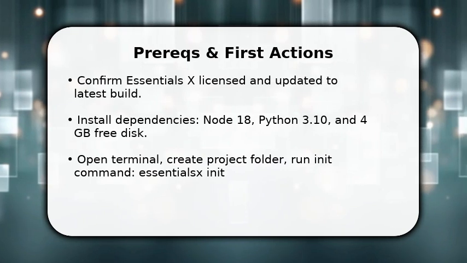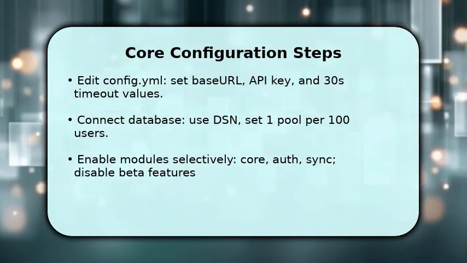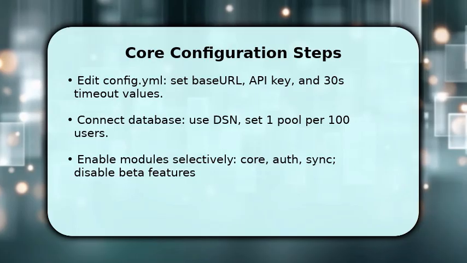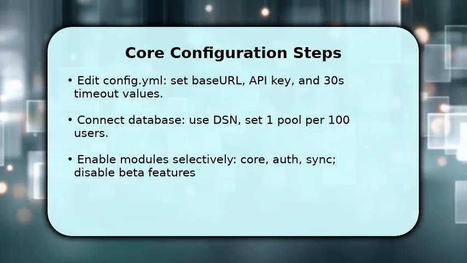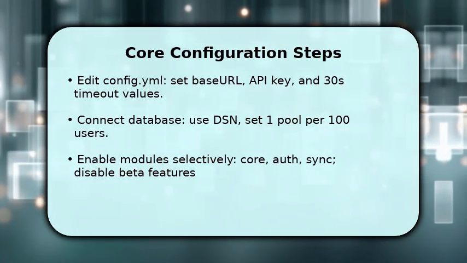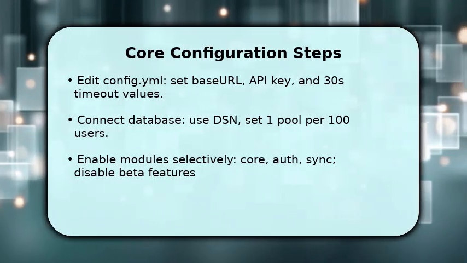setup steps. Now configure Essentials X for real-world use. Open config.yml and set base URL, paste your API key, and set timeout to 30. These values keep requests reliable.